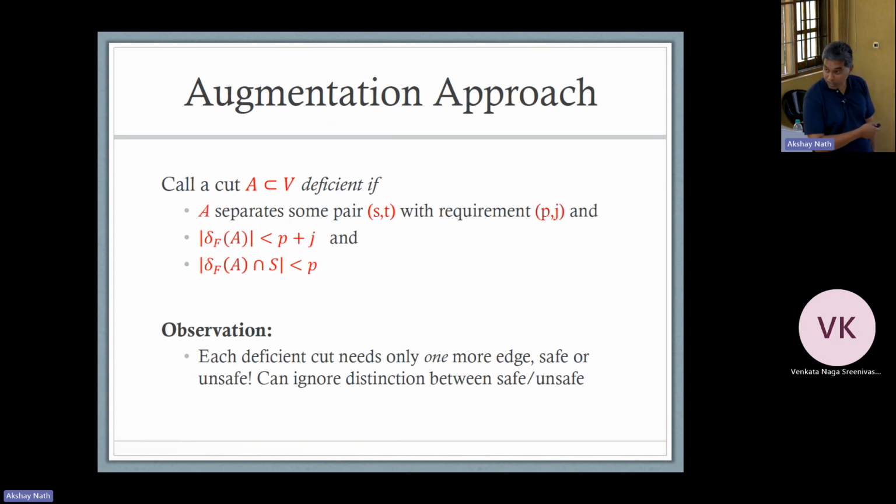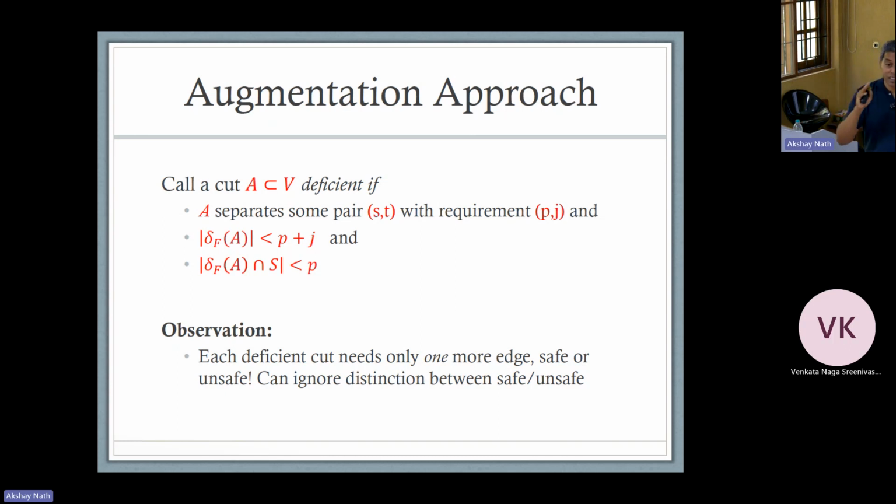We'll say a cut is deficient if it is separating some terminal pair of interest, and it doesn't have p safe edges. If it has p safe edges, I'm already happy, right? And it has less than p plus j total edges, but we know it has p plus j minus 1 safe. So it requires only one more edge to be happy. That's the advantage of the augmentation approach. This deficient cut requires only one edge to hit it. Moreover, I don't care whether it's unsafe or safe.